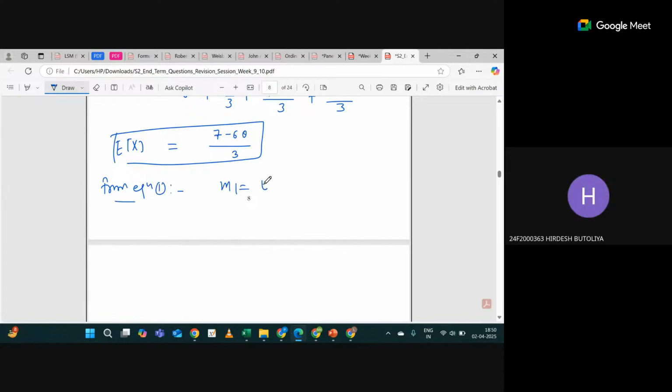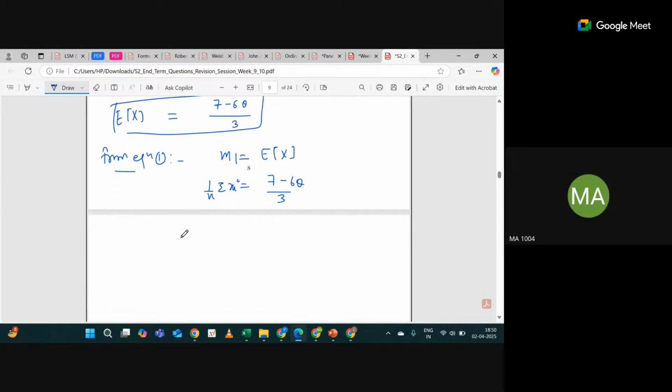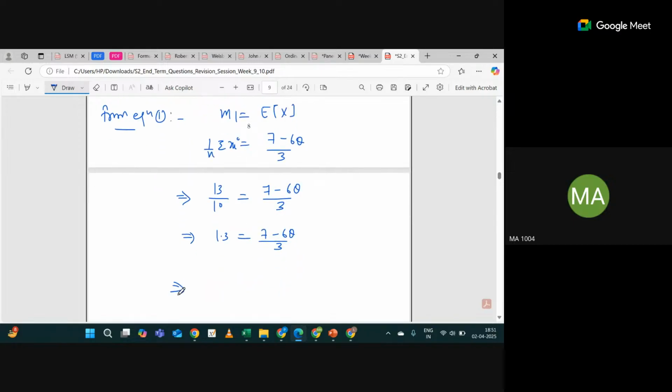So from equation 1, M1 equals the expected value of X. So 1 upon n summation of Xi equals 7 minus 6 theta divided by 3. And this left side is from the sample. So this will be 13 divided by 10 equal to 7 minus 6 theta divided by 3. So this will be 1.3 equal to 7 minus 6 theta divided by 3. From here, it will be 7 minus 6 theta equal to 3.9.